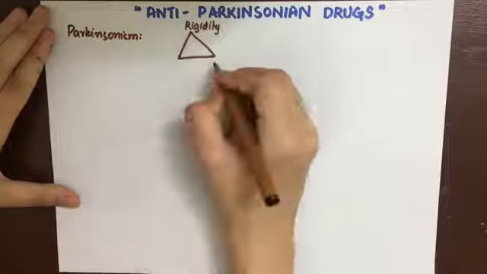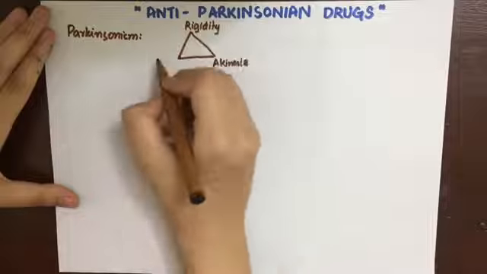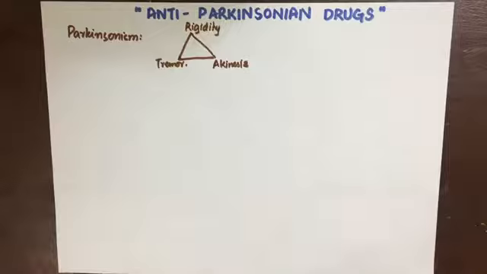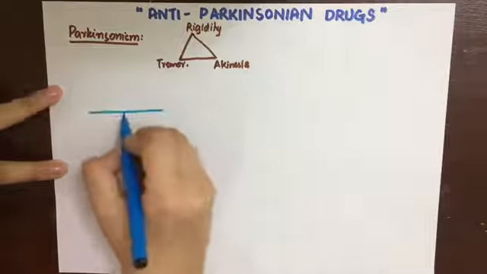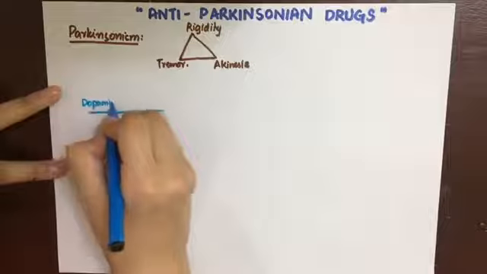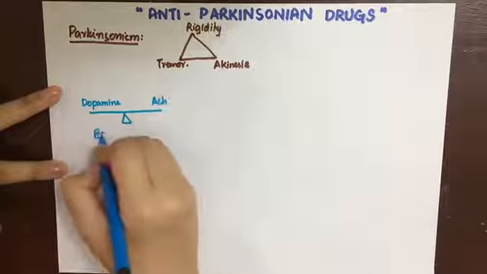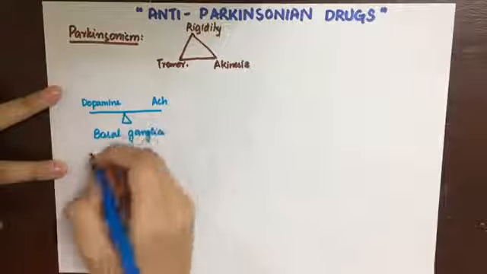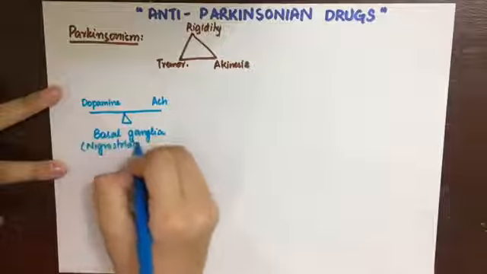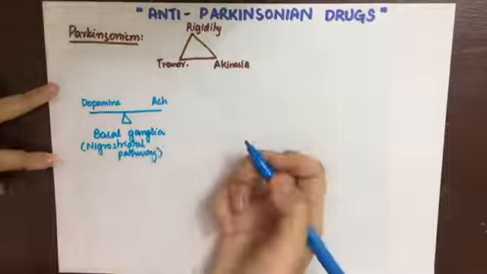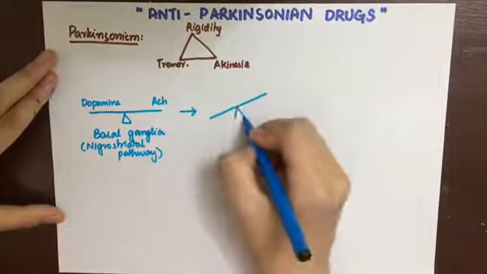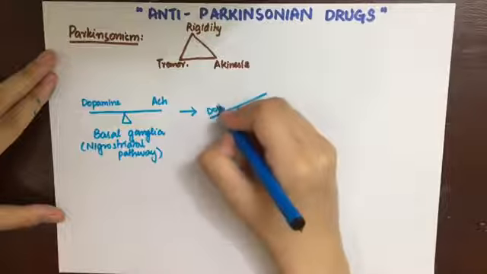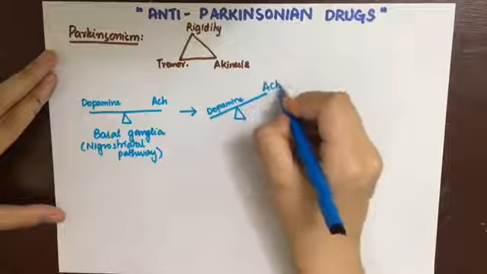Now, the etiology behind Parkinson's disease is the imbalance between the acetylcholine and dopamine that is disturbed by neurodegenerative processes. There is a balance between dopamine and acetylcholine in the basal ganglia, the nigrostriatal pathway. But in Parkinson's disease, what happens is that there is degeneration and decreased dopamine while acetylcholine is increased.